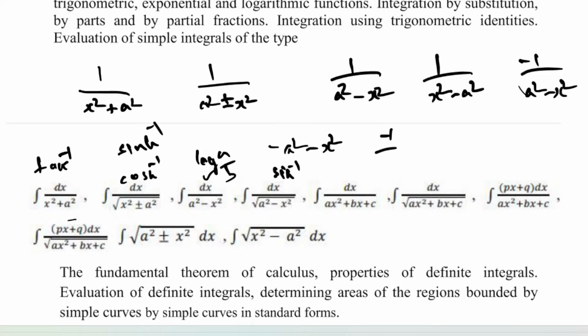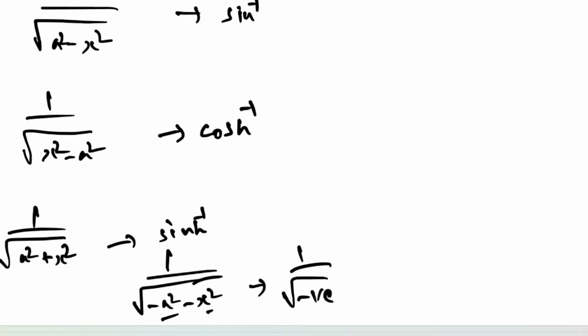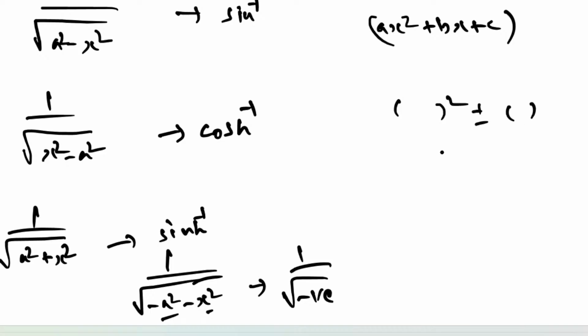Now whenever there is a quadratic function, ax squared plus bx plus c is a quadratic function, right? Ax squared plus bx plus c is always a quadratic function. Quadratic function means you can always use the completing the square method. So ax squared plus bx plus c, you can always write it as some square plus some constant, right?